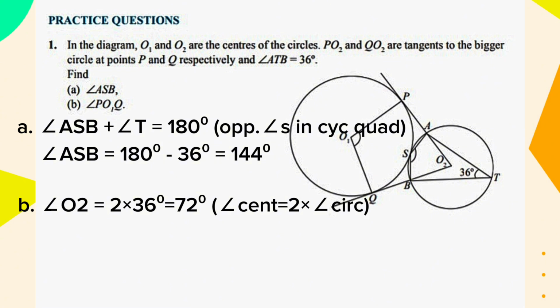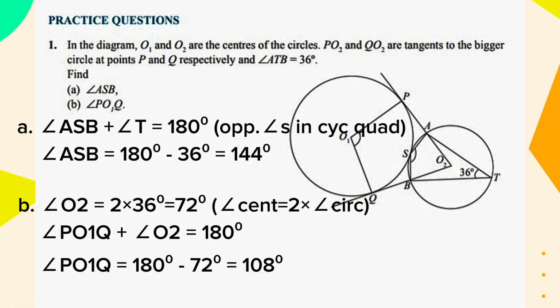Angle PO1Q is angle at center, and angle PO2Q is external angle. Remember our last rules about the kite? Angle O2 plus angle O1, the sum is 180 degrees. So we get angle PO1Q equals 180 degrees minus 72 degrees equals 108 degrees.